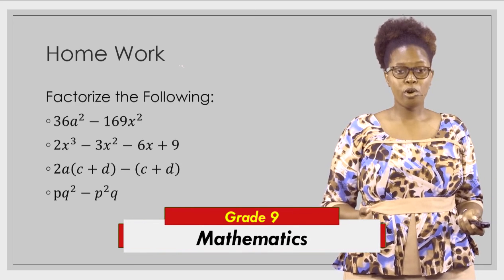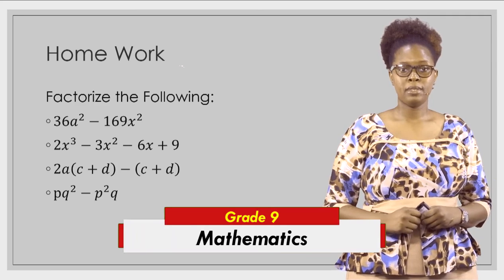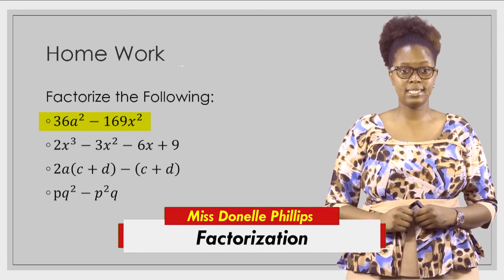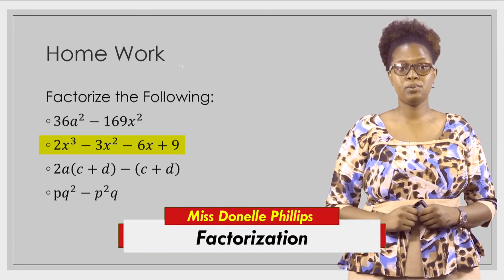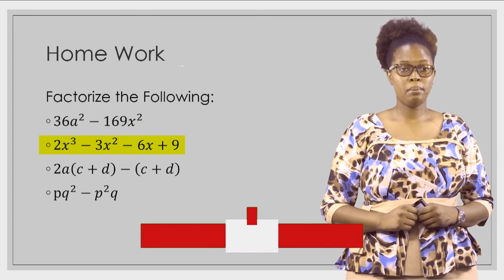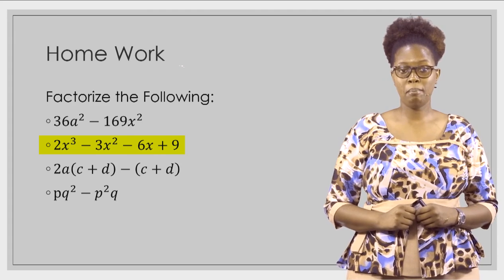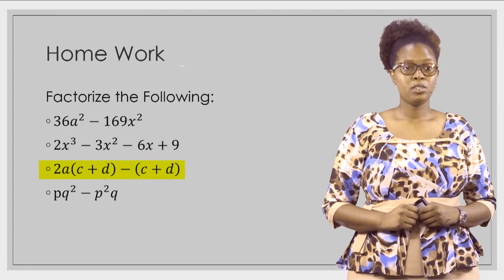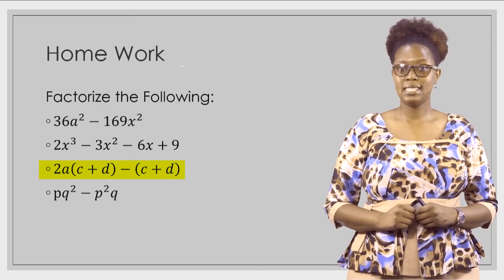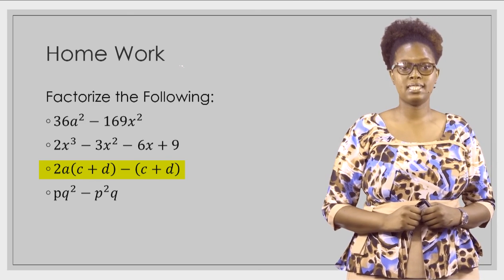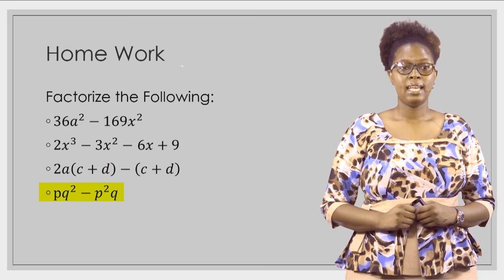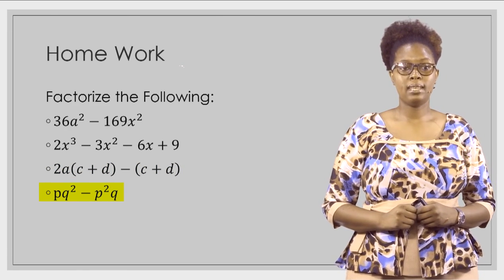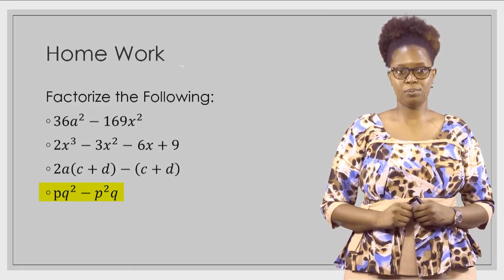So for your homework, you're going to try the following. The first one, 36a squared minus 169x squared. Number 2, 2x cubed minus 3x squared minus 6x plus 9. The third one, 2a into c plus d minus c plus d. And lastly, pq squared minus p squared q.